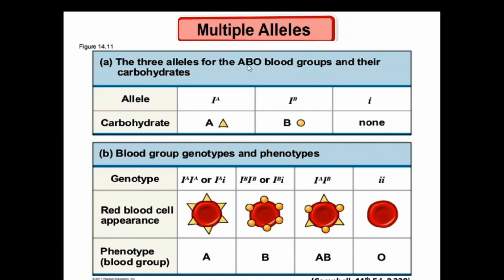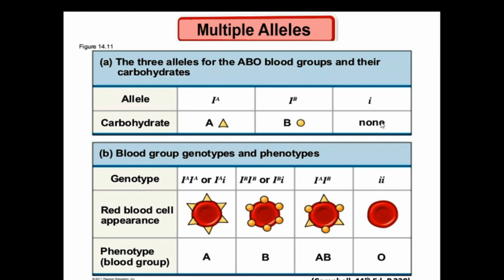So the 3 alleles for the ABO blood groups and their carbohydrates. You can see here the alleles: we have the IA, we have the IB, and also we have the small i here, also representing the IO. IA has its own specific carbohydrate. Similar with B, they have their own specific and unique carbohydrate for B. But for the IO or the small i, no carbohydrate can be found on that particular blood group's red blood cell.